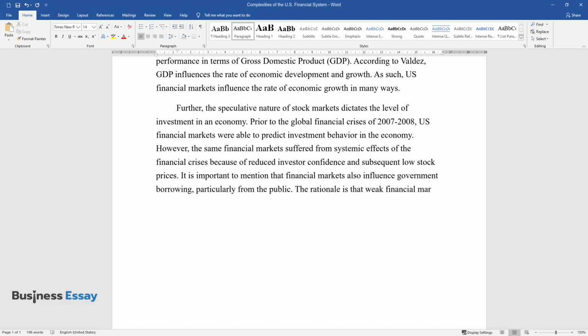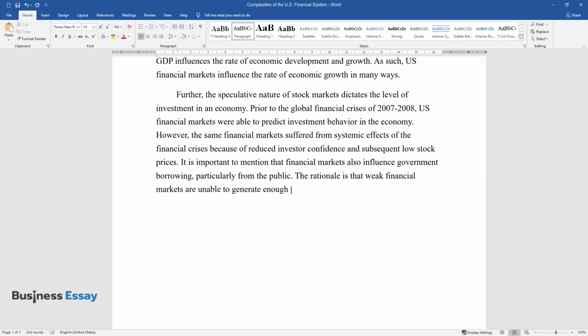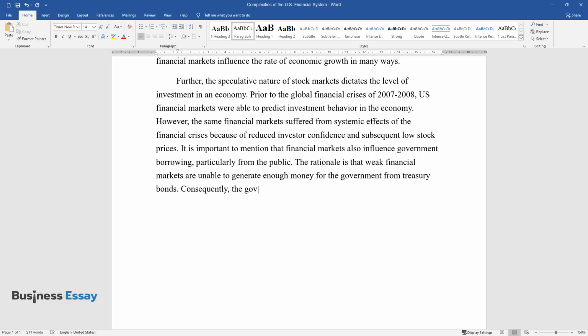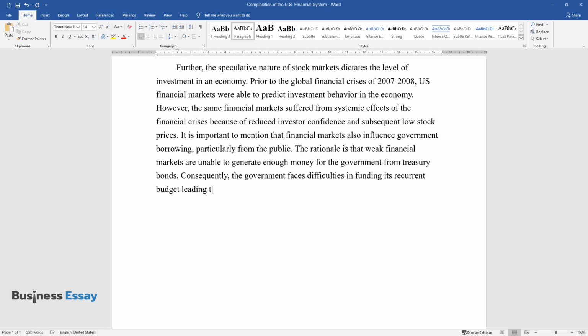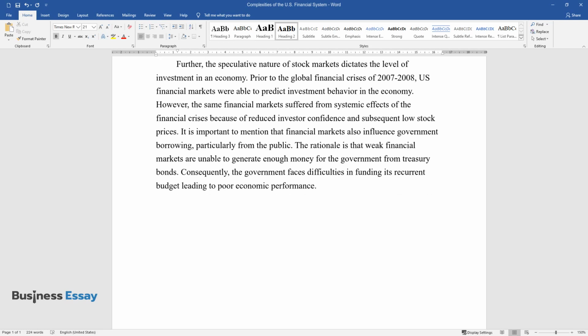The rationale is that weak financial markets are unable to generate enough money for the government from Treasury bonds. Consequently, the government faces difficulties in funding its recurrent budget, leading to poor economic performance.